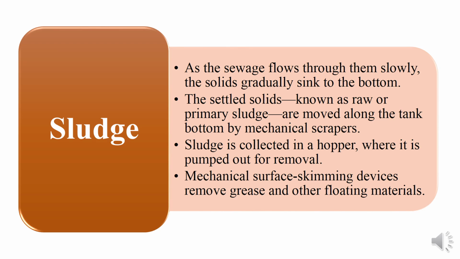Sludge. As the sewage flows through them slowly, the solids gradually sink to the bottom. Means as the water flows from the sedimentation tank slowly, the solid material is going to be settled down. The settled solid, known as raw or primary sludge, is removed along the tank bottom by mechanical scrapers. Sludge is collected in a hopper where it is pumped out for removal. Mechanical surface skimming devices remove grease and other floating materials.